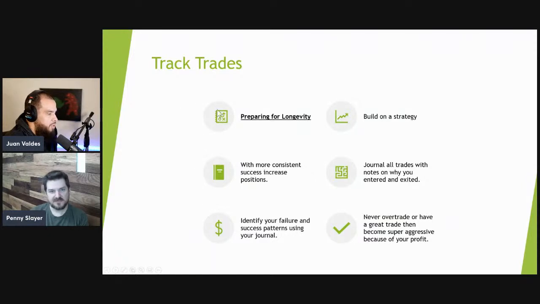Tracking your trades, you want to prepare for longevity. So take your profits and save them, maybe invest your profits into long-term stocks or something, and just restart again. To me, you can't day trade big amounts and amounts that you're scared of losing. You want to build on a strategy. With more consistency, you can increase the position.